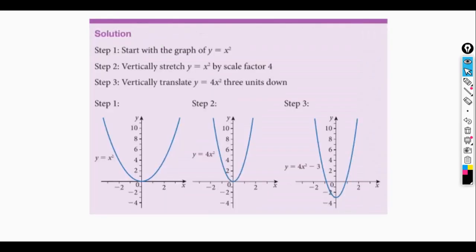Ready? Here we go. So first, you had y equals x squared, then y equals x squared was stretched by a scale factor 4, and you get 4x squared. And then there was a vertical translation of 3 units down, and you get 4x squared minus 3.